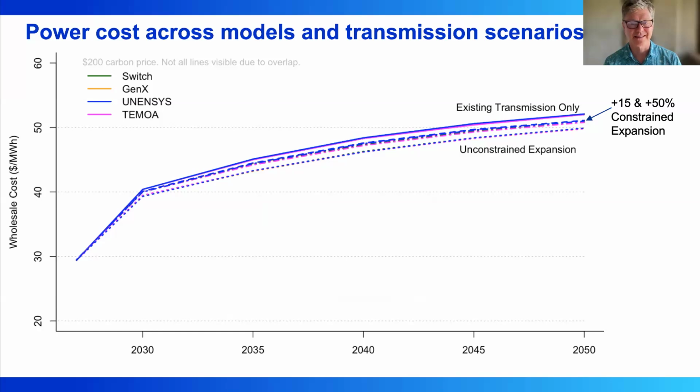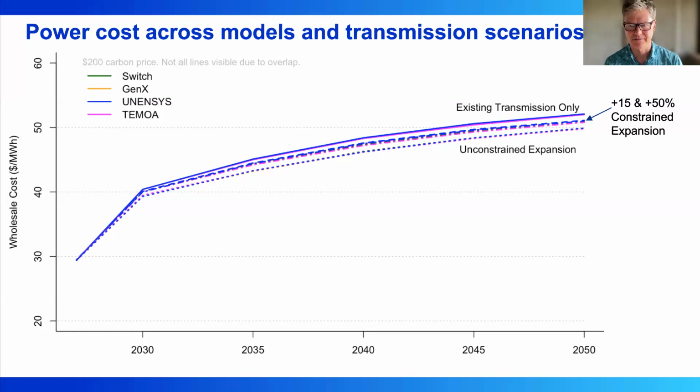Okay, next slide. And this shows costs. The scale here is identical to the previous slide, so you can see for comparison, if you remember what that looked like. The completely unconstrained expansion is, of course, least cost, and you can see that on the bottom of the screen. All this is at the $200 carbon price. But if you have existing transmission only, you're at the top line.